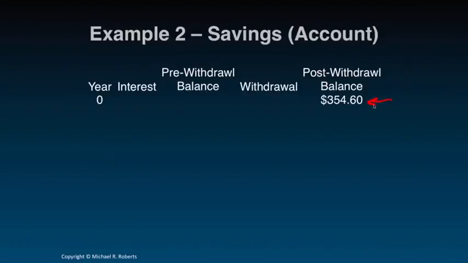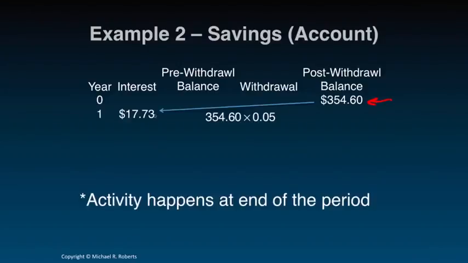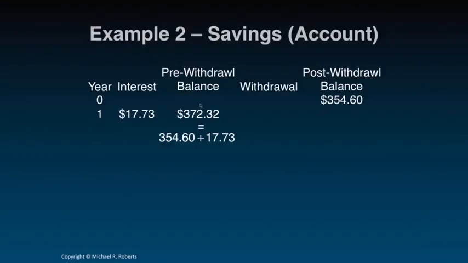Well, at time period 0, we're depositing $354.60. Then we're going to earn interest at 5% on that money, which is going to amount to $17.73. And I'm assuming all the activity happens at the end of the period. It just makes things a little bit easier conceptually. There's nothing special about that. We can make the period shorter, which we will later on. So I earn my interest, which is the $354.60 times the 5%. That's going to give me a pre-withdrawal balance of the initial balance plus the interest.